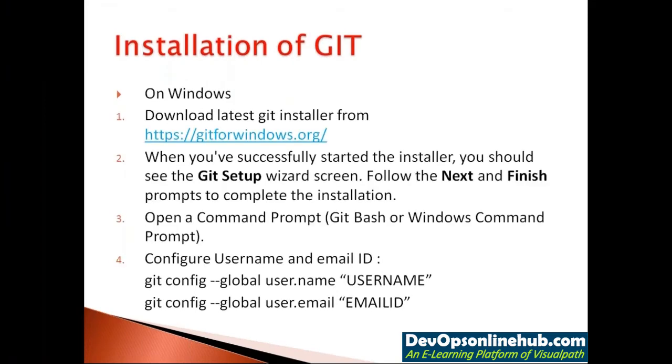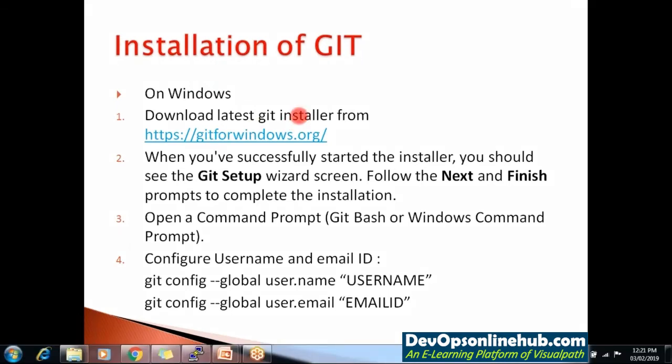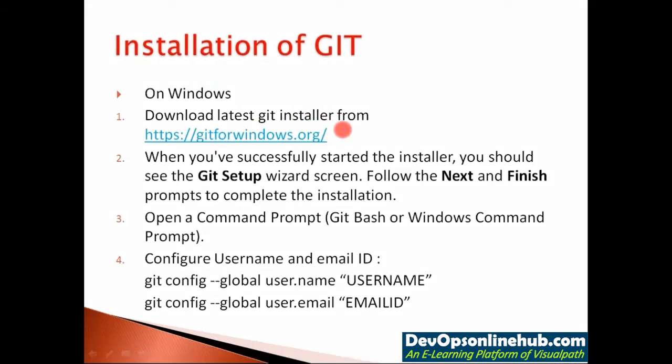After that, installation on Windows. Same, follow these steps. Go to the link I have given. This one. Go to this link. Download the latest installer for Git and follow just next and finish. It will open a command prompt once the installation is completed.